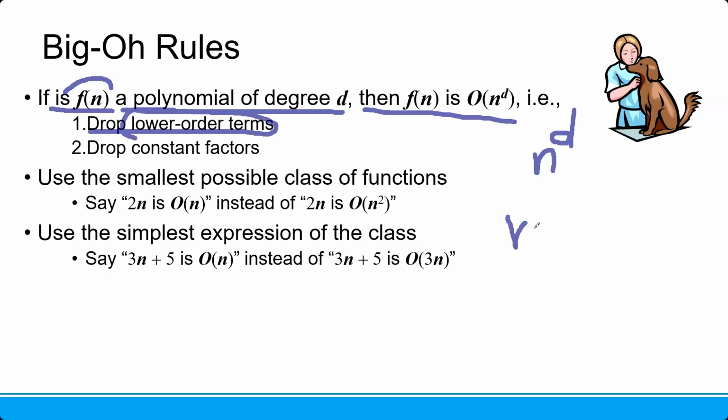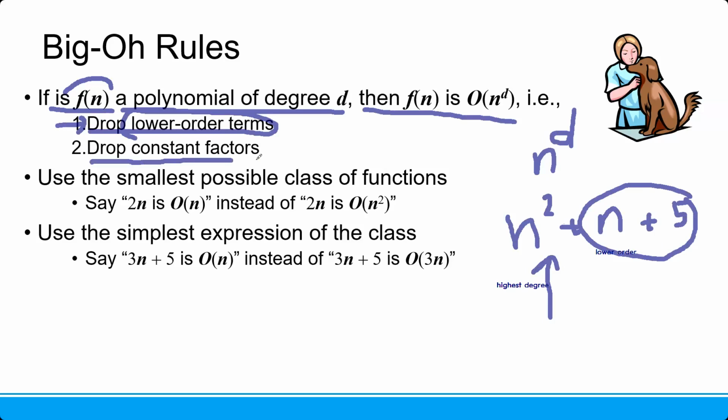Let's say I have n power of 2 plus n plus 5. So this is the highest degree. And then n is lower degree or lower order. Because this is lower order, it means that we can drop it. We can drop means we do not need to consider the lower order.